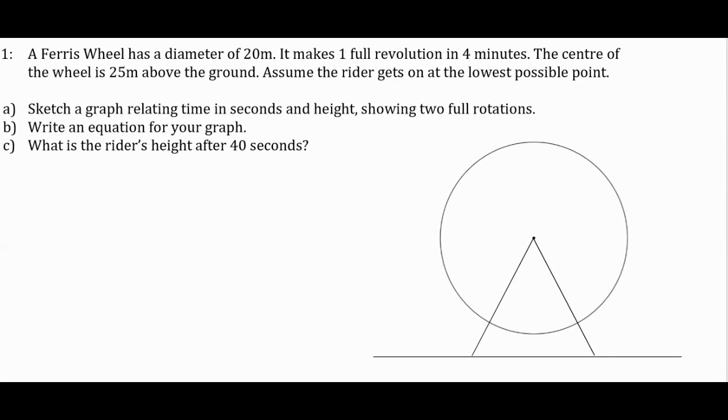So how are we going to start labeling this? I don't know where you start. Everybody's different. There's a few things you need to think of though. The center of the wheel is 25 meters above ground. We'll talk about why that's important when we get there. And the Ferris wheel has a diameter of 20. If it has a diameter of 20, what else do I know about it? Radius of 10. Why is that important? Okay, we'll come back to that.